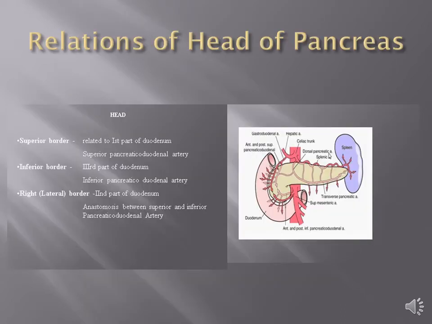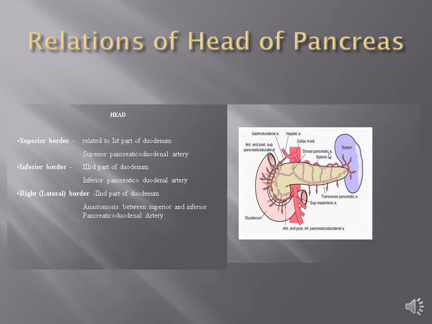So coming to the borders of head of the pancreas, we have discussed that it has three borders: superior, inferior and right lateral. And all these borders are related with different parts of duodenum. Superior border is related to first part of duodenum and also to the superior pancreaticoduodenal artery. Inferior border is related to third part of duodenum and inferior pancreaticoduodenal artery. Whereas right lateral border is related with the second part of duodenum, as you can see in the diagram which is given on the side, and also with the anastomosis between two arteries.